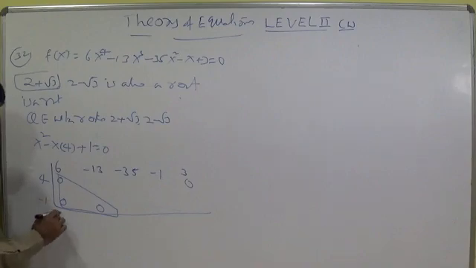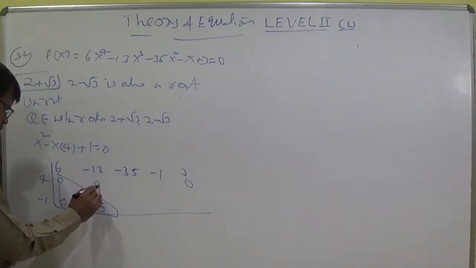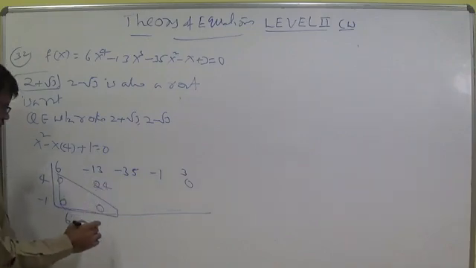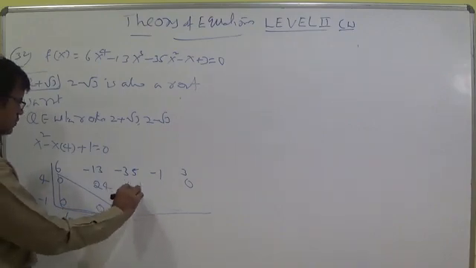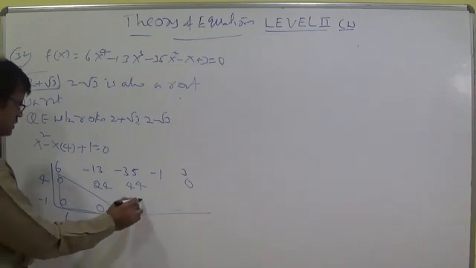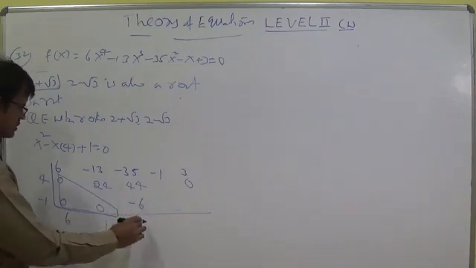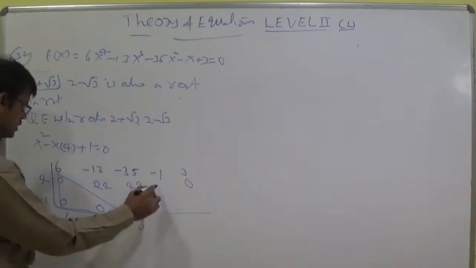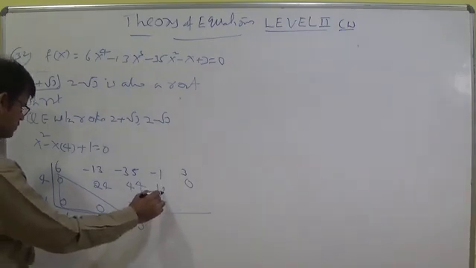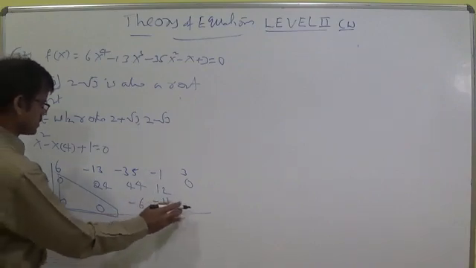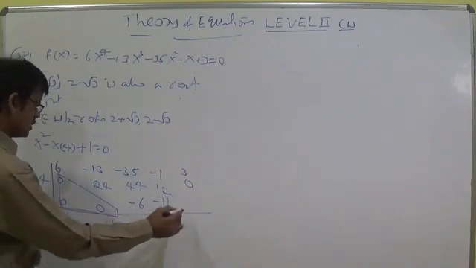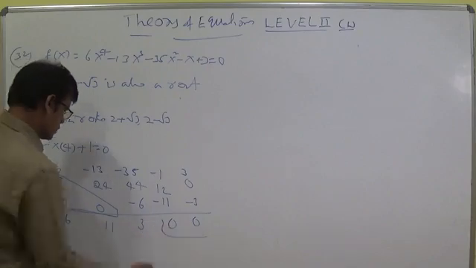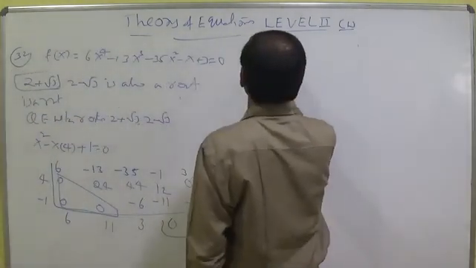Put here 4, minus 1, 6. This 6 will be multiplied with 4, so 24. 24 minus 13 is 11. 11 fours are 44. This is 6 into minus 1, minus 6. 44 minus 41 is 3. 3 fours are 12. 11 into minus 1, minus 11. So it is 0. Of course it is 0. 3 fours are 12, 3 ones are 3. 3 into minus 1, minus 3. It is 0. So g of x we got.